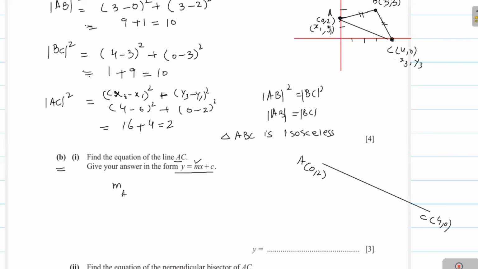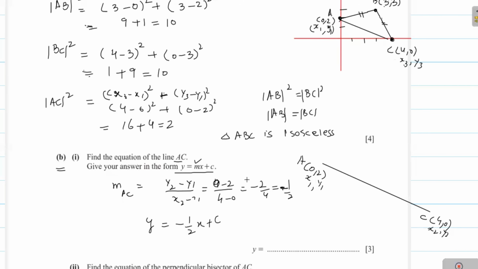The gradient of line AC, m AC, is equal to y2 minus y1 over x2 minus x1, which is 0 minus 2 over 4 minus 0. This equals minus 2 over 4, which is minus 1 over 2. The equation is y equals minus 1 over 2 x plus c. The y-intercept is 2, so we write directly y equals minus 1 over 2 x plus 2. This is the equation of line AC.